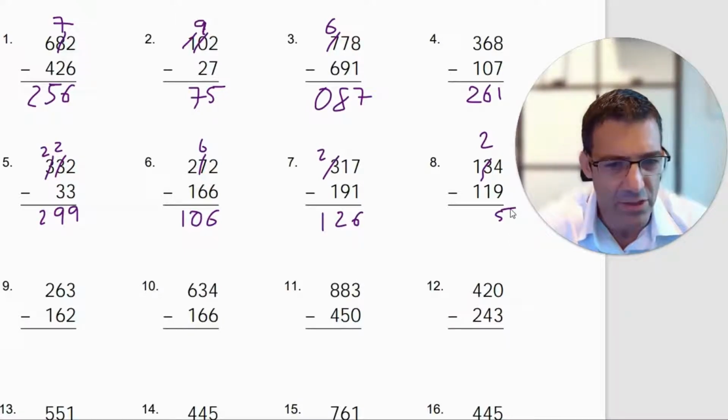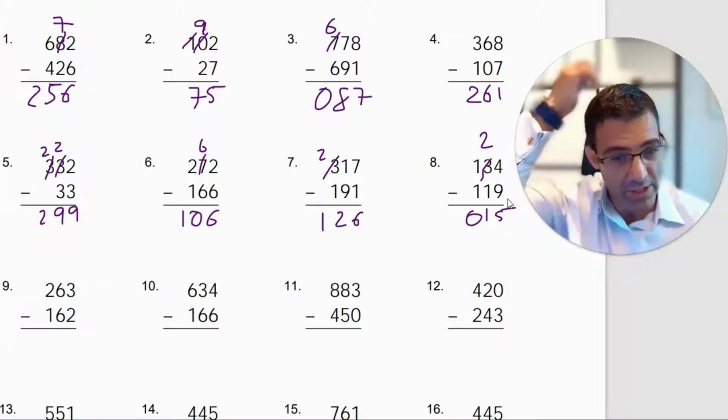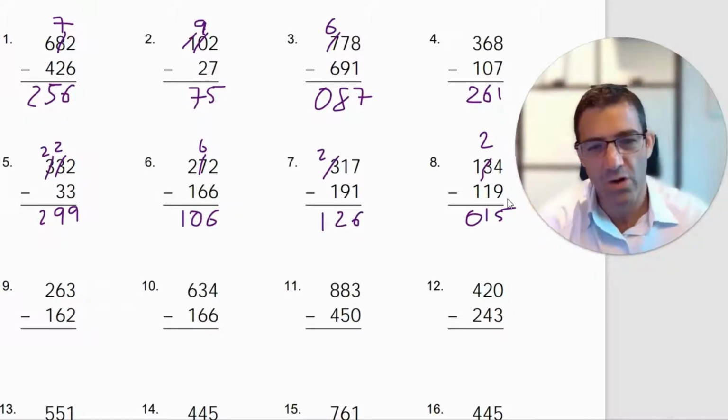14 take away 9, I get a 5. Then I can go 2 minus 1, which is a 1, and then 1 minus 1, which is a 0. So I'm pretty happy about this whole thing. That's 15. And then you can try questions 9, 10, 11, 12. So I think these are okay.